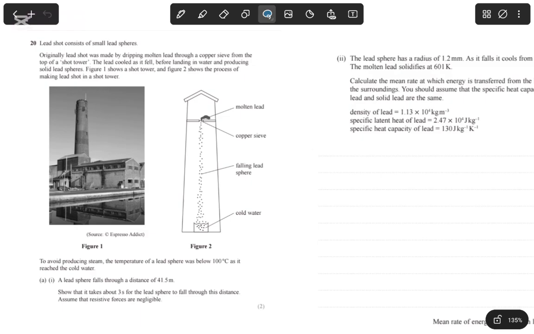The lead fell down, and as it fell down, it cooled, and before landing in water, it produced solid lead spheres. So it's going to fall down. Then figure 1 shows a shot tower, so that's how it looks in real life, and they've given you the diagram of that as well. So it's going to be very hot, it's going to fall down, it's going to transfer energy to the surroundings, and then it's going to become solid, and then it's going to fall into the cold water.